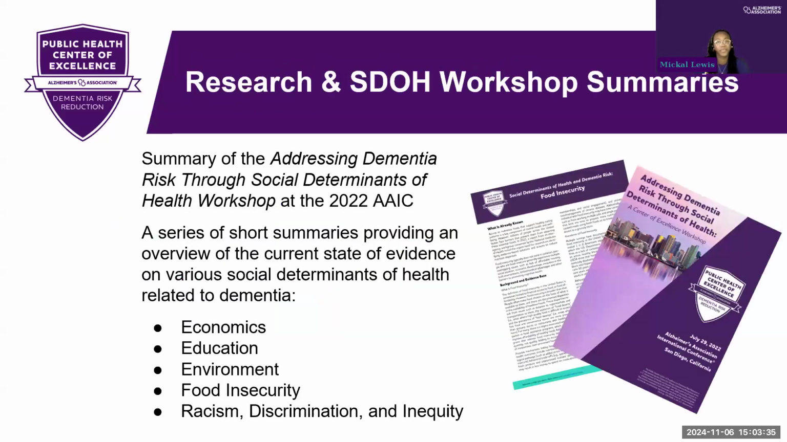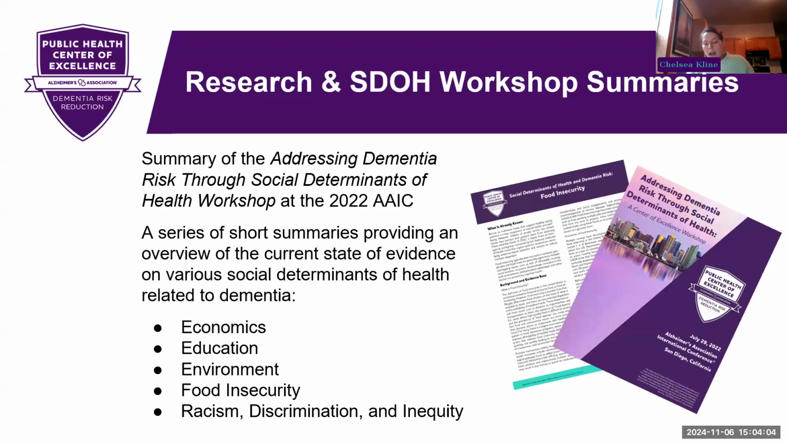Thanks so much, Michael. Great. So like Michael said, one of the big areas of emphasis for this is translating that science on the modifiable risk factors of dementia into actionable tools that public health agencies can use to address dementia risk reduction efforts in their community. In about 2022, the center refocused efforts to really look at what are the social determinants of health associated with dementia risk.